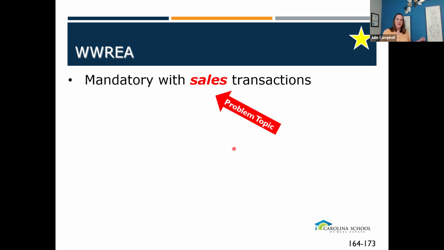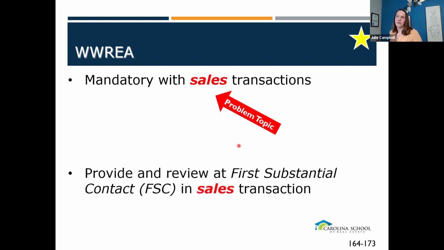Thus, when you see an answer choice on one of your test questions that says it's required with all transactions, what do we think about that? Is it required with all? Thumbs up, thumbs down. Not all, just sales. Residential sales and commercial sales. Are you talking to buyers or sellers? It's not required with lease. Thus, it's not required in all transactions.